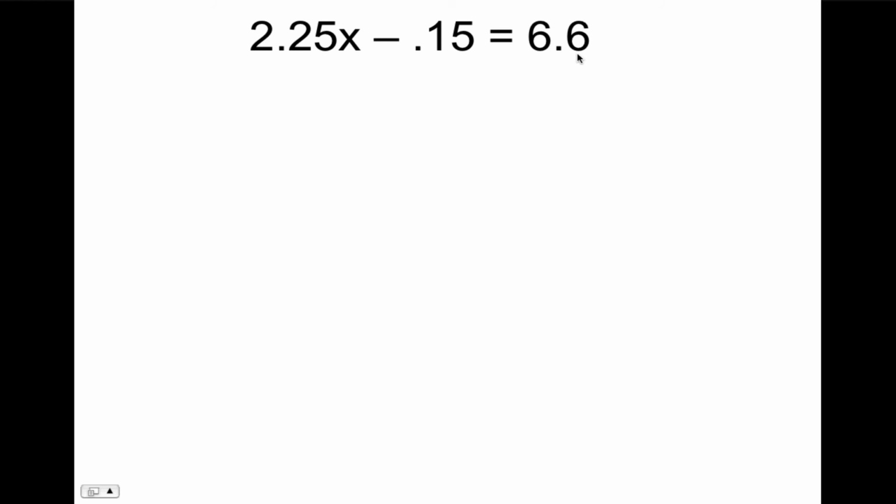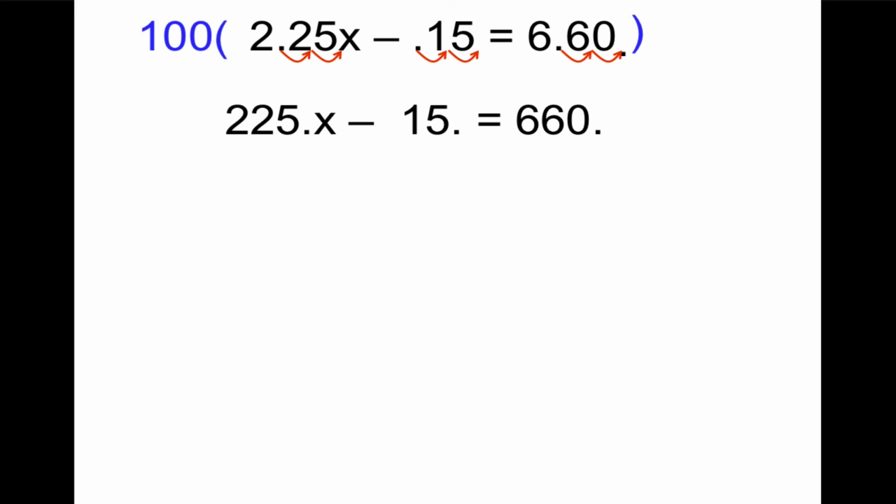So how many times do we need to move the decimal? We need to move it twice, which means we're going to multiply the entire equation by 100. Technically we're multiplying by 100 on the left side and we're multiplying by 100 on the right. This is a sort of shorthand way of showing that. Anyway, multiplying by 100 is going to move that decimal twice. Once, twice, and on the 6.6 there is a gap and we're going to drop a 0 in there. So we end up with 225x minus 15 equals 660.